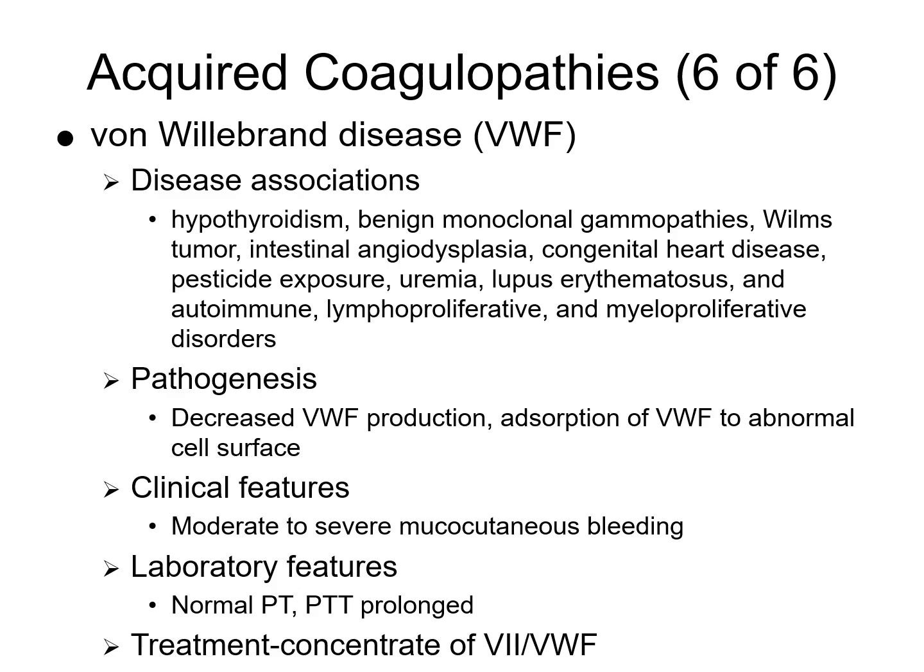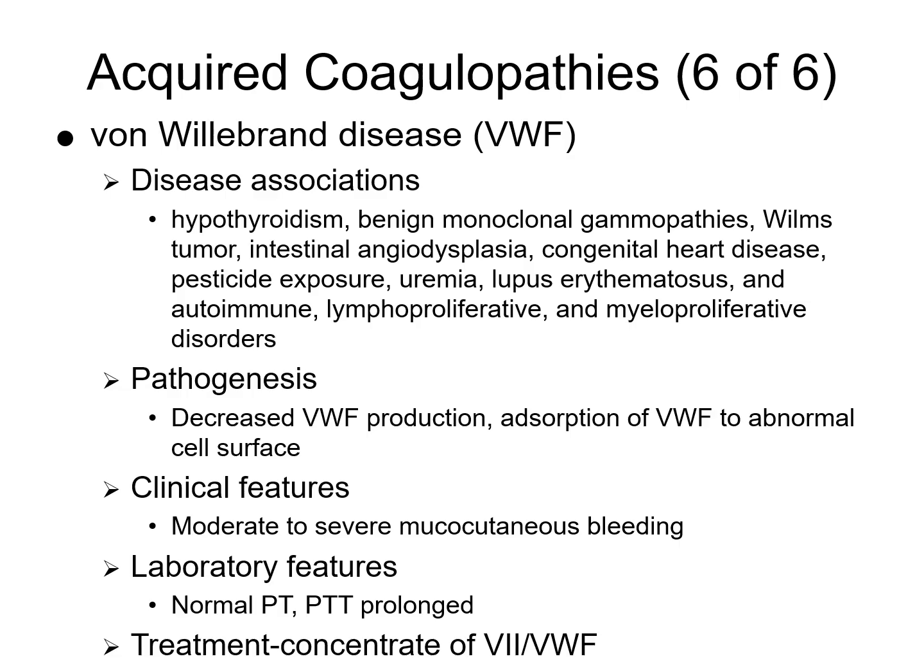For von Willebrand disease: von Willebrand disease is the most common inherited bleeding disorder, caused by a deficiency or dysfunction of von Willebrand factor. It may also be acquired in association with other diseases or conditions. Von Willebrand factor is essential for platelet adhesion and also acts as a carrier for factor 8, stabilizing it in circulation. Some disease associations: acquired von Willebrand's disease.